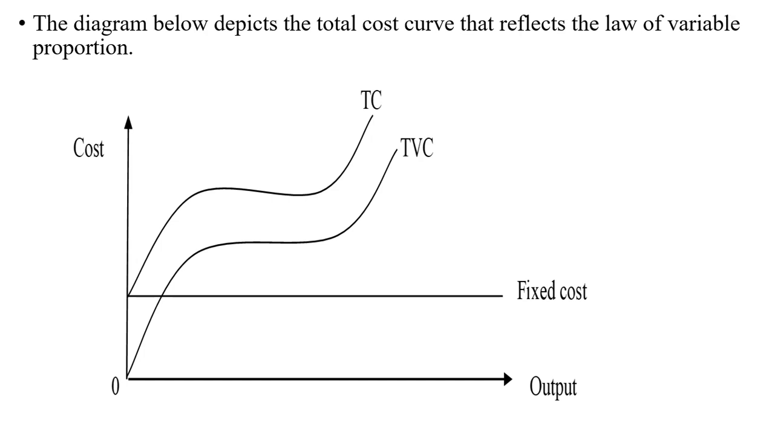You may see total cost being written in a short form as TC. And total variable cost as TVC, and the fixed cost as FC.